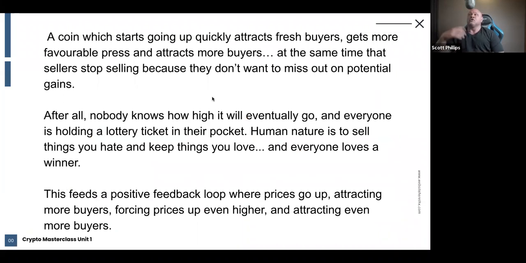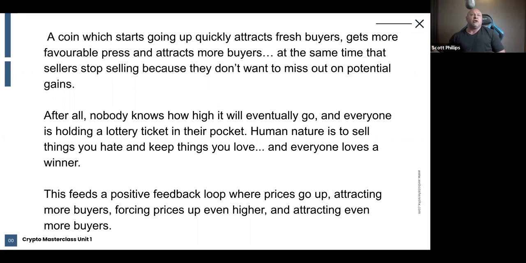And why is it? It's because a coin which starts going up attracts fresh buyers because they see it on those top lists. People start boasting about it on Twitter and Reddit, it gets more favorable press, and people start recommending it to their friends. Hey, I own this coin, and it's gone through the roof, and you should get on. It's gone to the moon. We're all getting rich. They tell their friends. And at the same time, people who own that coin stop selling it because they feel like they've got a lottery ticket in the pocket.